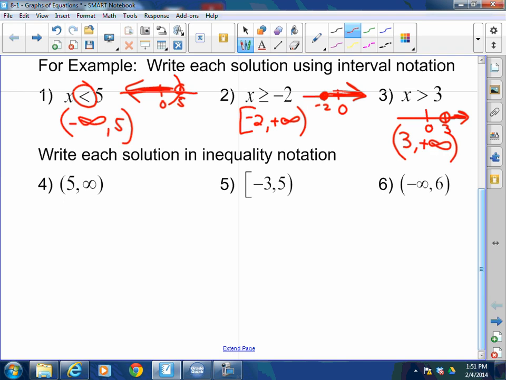Now, which is the solution in inequality notation? How would I do this? 5 to infinity. What is that really saying? x is greater than 5. Excellent.